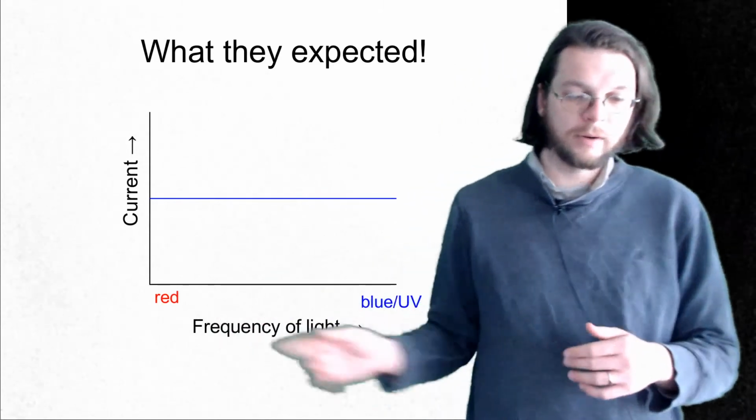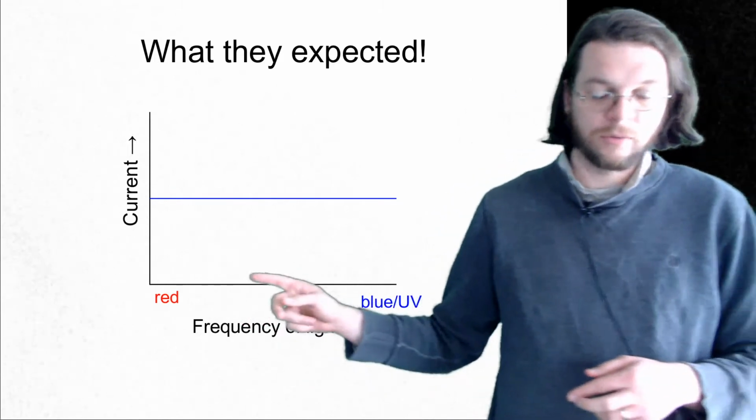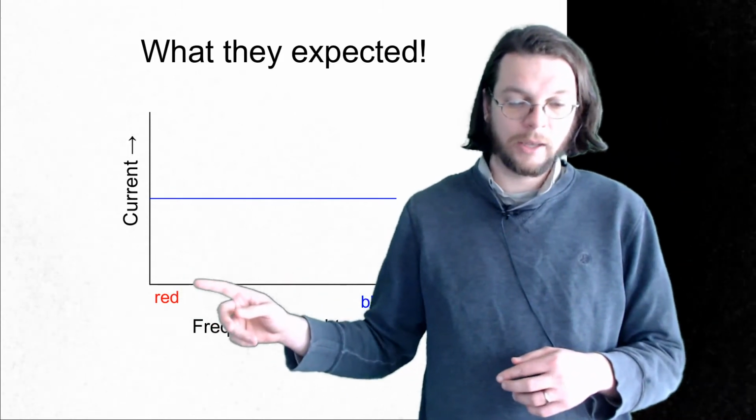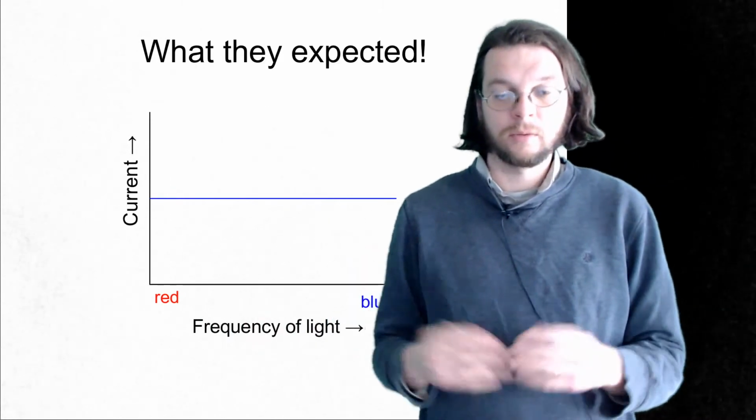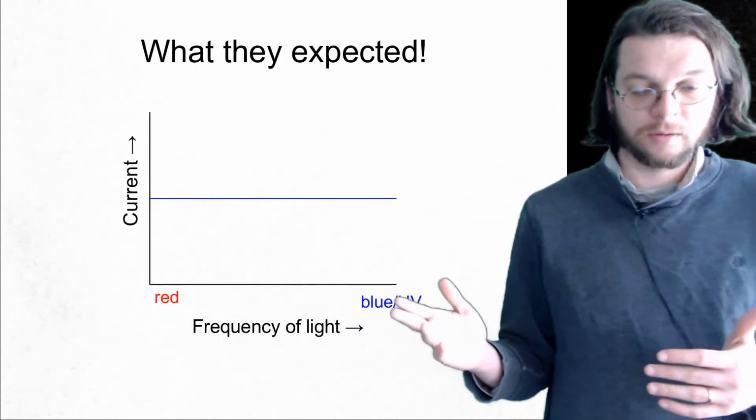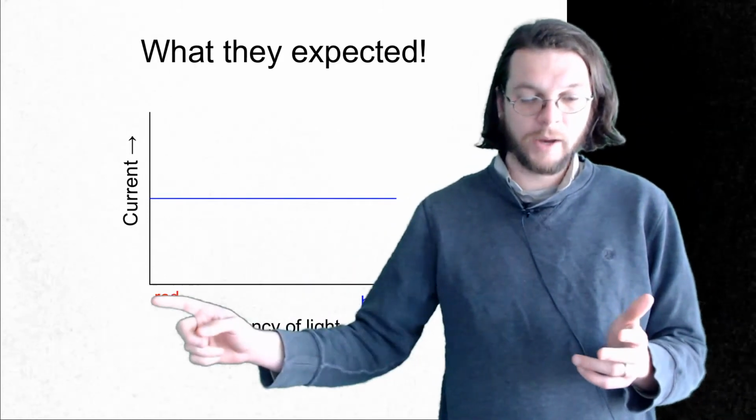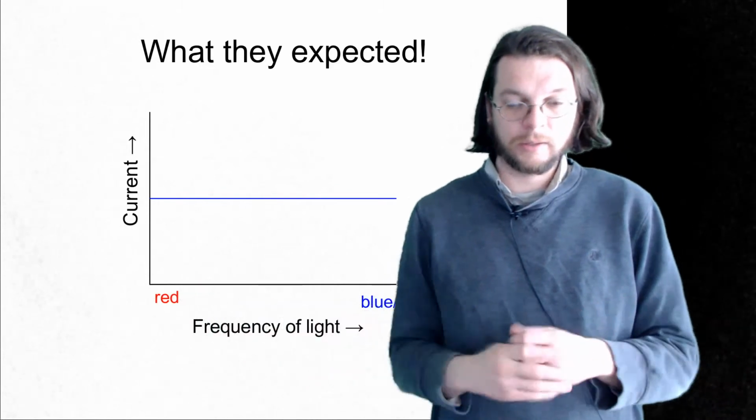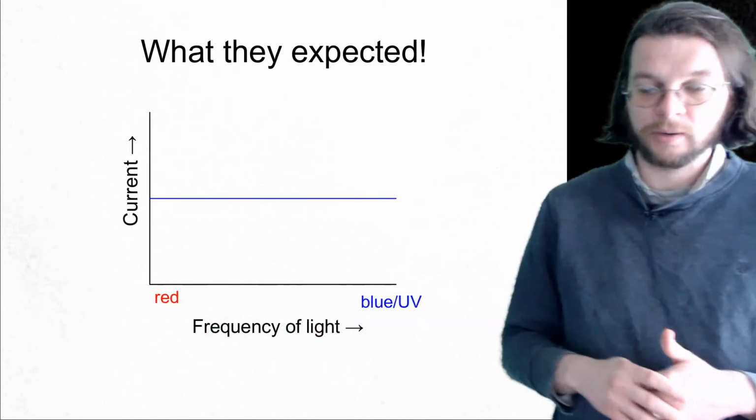And so people were very, very surprised that there turned out to be a cutoff here, because if you have a ridiculously intense red light, you would think that electrons would jump from one side of the plate and go to the other one, but it doesn't. And that was a big puzzle. Why doesn't very, very intense red light do the same thing that moderately intense blue light and UV light is able to do?